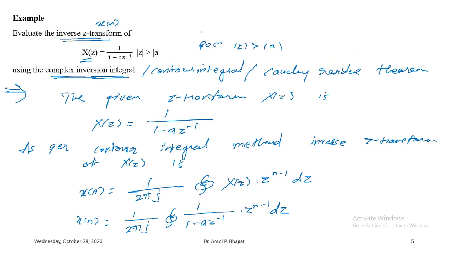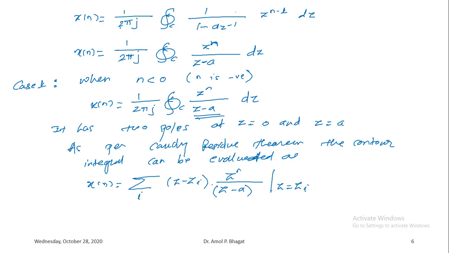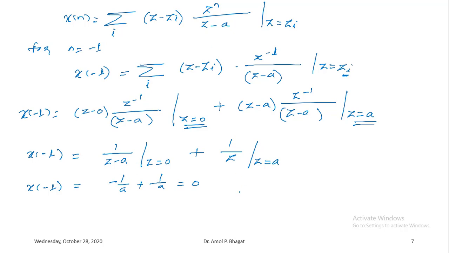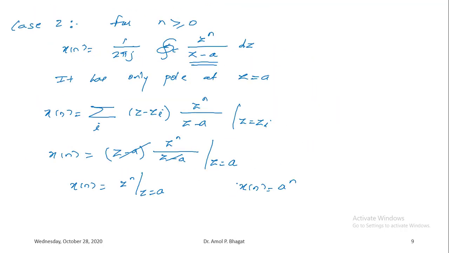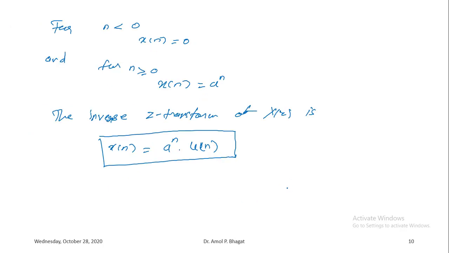Here we saw one example where we identified the inverse Z transform of x of z, given as 1 upon 1 minus a z inverse. We represented it by using a contour integral, and we considered two cases: when n is negative and when n is positive. For negative values of n, x of n is 0, and for positive values of n, x of n is obtained as a to the power n. Those two conditions have been clubbed by multiplying the obtained x of n with u of n. For negative values of n, this x of n will be 0, and for positive values of n, it will be simply a to the power n.